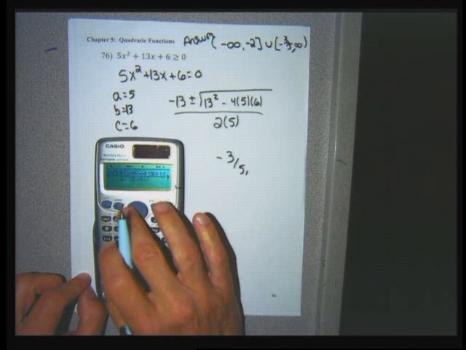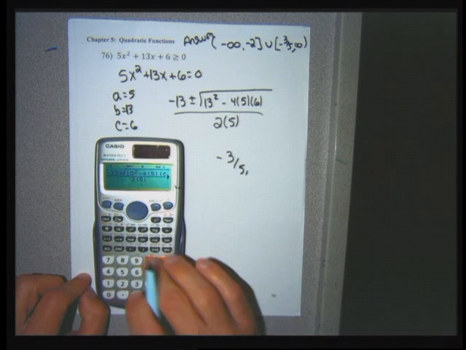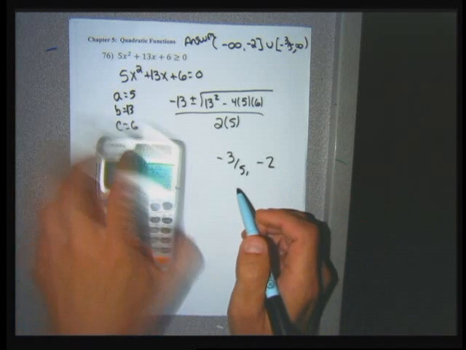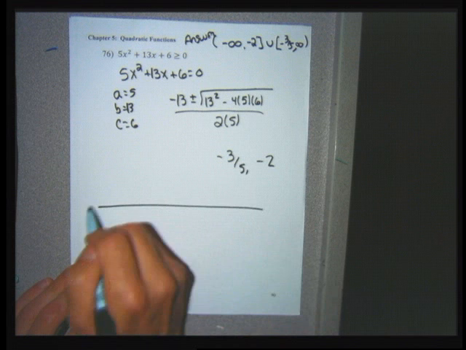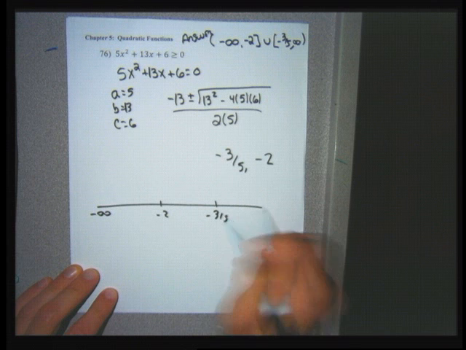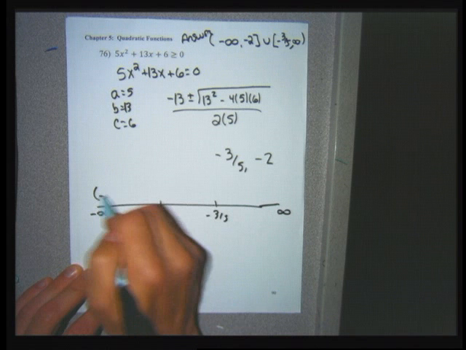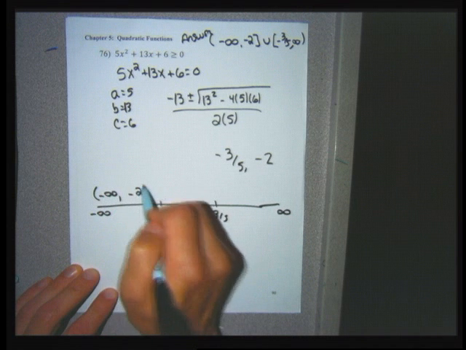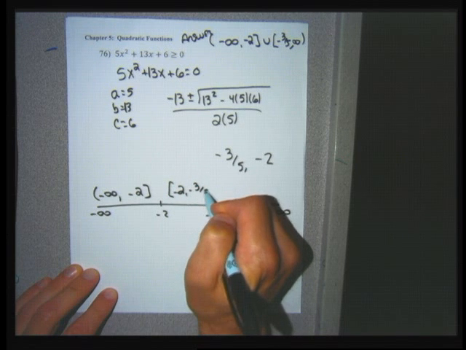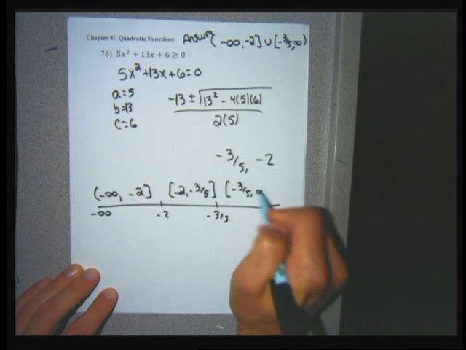Now I'm going to back up, get next to that plus sign, delete, change it to minus, gives me negative 2. So what goes on my number line would be a negative infinity, then a negative 2, then a negative 3/5, then a positive infinity. I need the square brackets here because of the or equal to, so I'll go negative infinity to negative 2, negative 2 to negative 3/5, and then negative 3/5 to positive infinity.